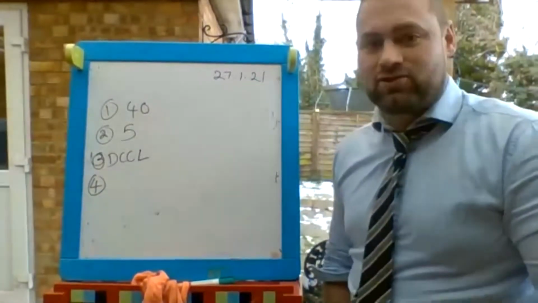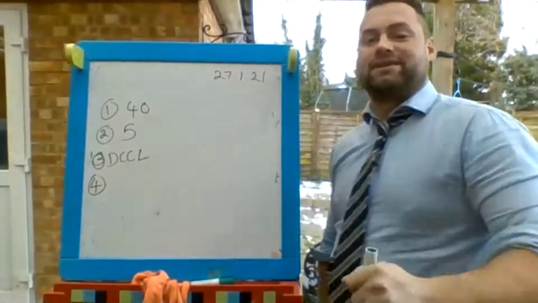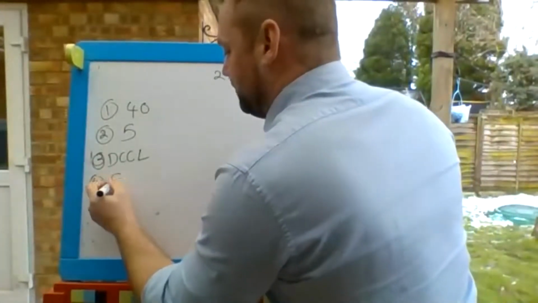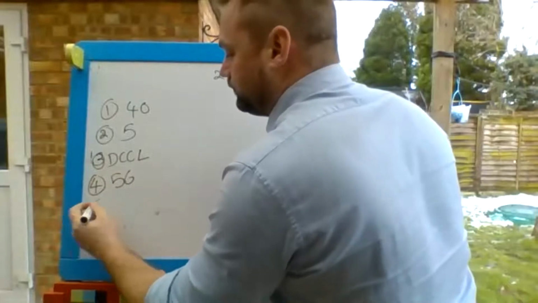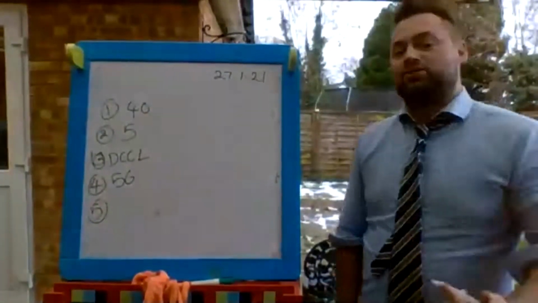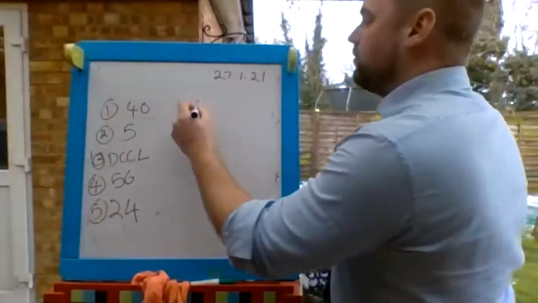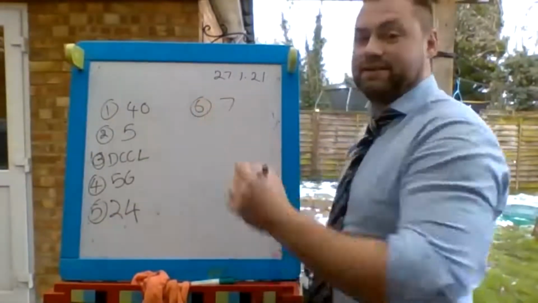Question 4, when we have a look at this number sequence, the numbers are going down in sevens. So we've got 84, 77, 70, 63. The next one after that should be 56. Question 5, 2 times 12 is 24. Then we have a look over here. I've got question 6, 49 divided by 7 is 7.